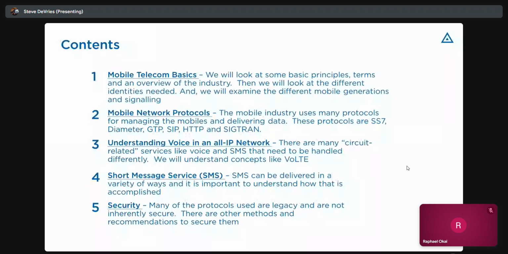So these are the areas that we're going to look at and explore. I think that was the last one. I just wanted to give an overview. We'll start off on Friday with mobile telecom basics. This is the point we'll start Friday. So with that, does anyone have any questions?